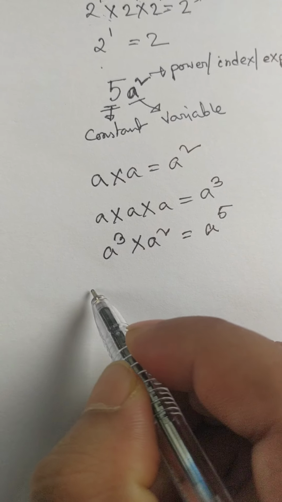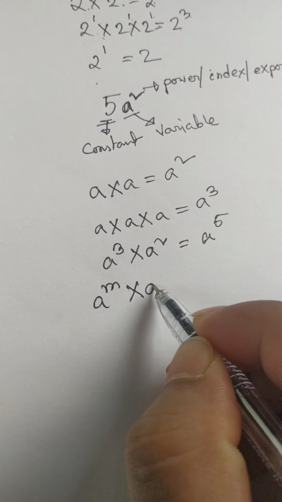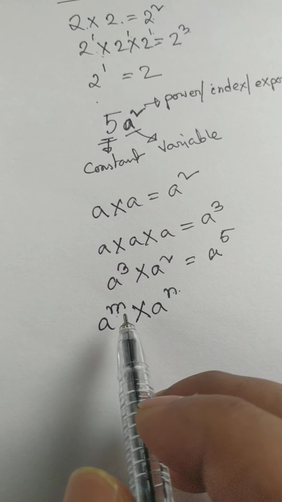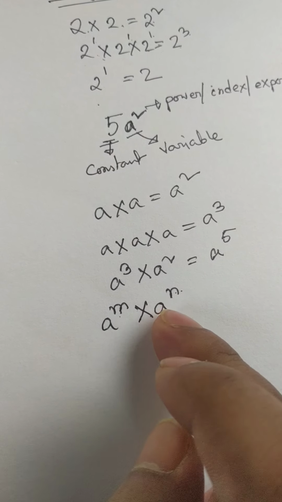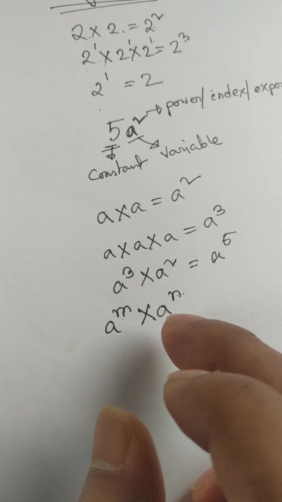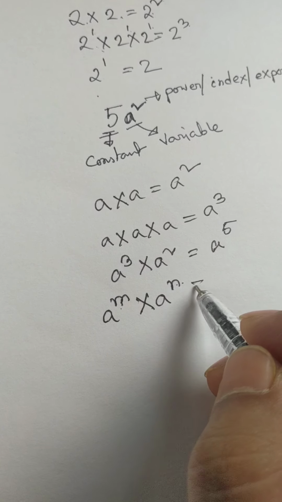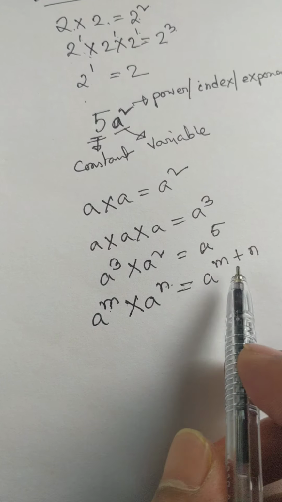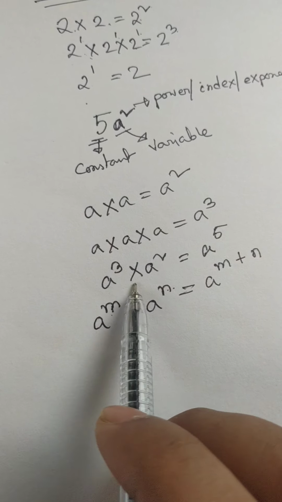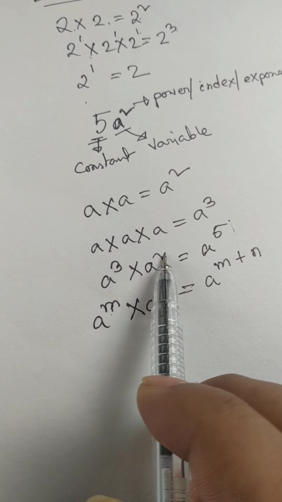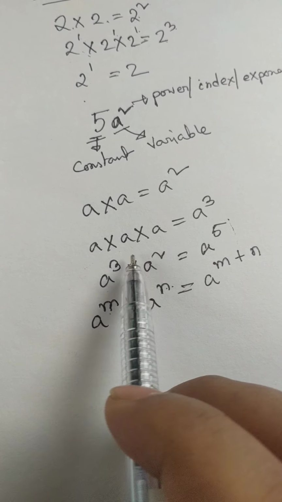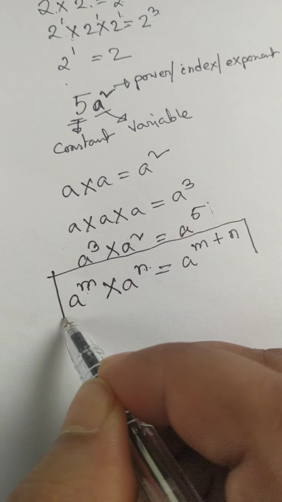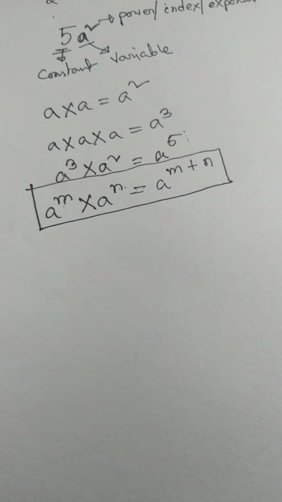So from here we can deduce a formula. What is the formula? That is a to the power m into a to the power n. M and n over here are powers, or exponents, or index, you can say. So when we multiply the same type of algebraic variables with different powers, we get a new formula, that is a to the power m plus n, meaning just the powers get added. If you match the same formula with the above problem, you can see the powers are getting added. A cube into a square gives a to the power 5. So this is our new formula, that is a to the power m into a to the power n is a to the power m plus n.